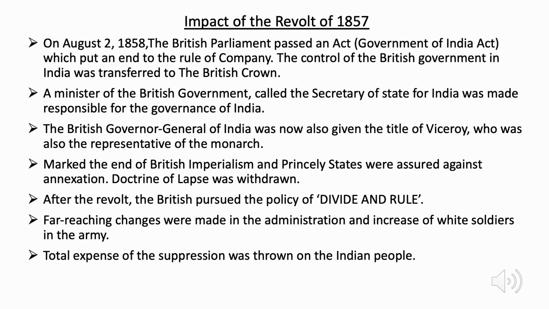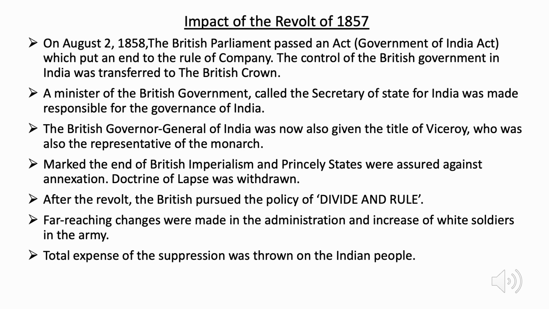Impact of the Revolt of 1857. On August 2, 1858, the British Parliament passed an act which put an end to the rule of the Company. The control of the British government in India was transferred to the British Crown. A minister of the British government, called the Secretary of State for India, was made responsible for the governance of India. The British Governor General of India was now also given the title of Viceroy, who was also the representative of the monarch.